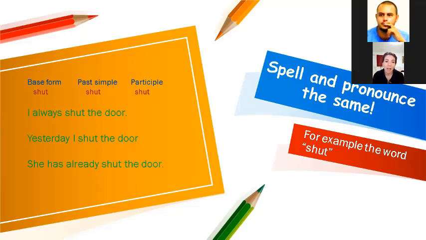Now, the third sentence says, She has already shut the door. Okay, I'm using the participle, but it sounds the same as the past simple and as the base form of the verb. So we have to learn all about these particularities of the irregular verbs, okay?